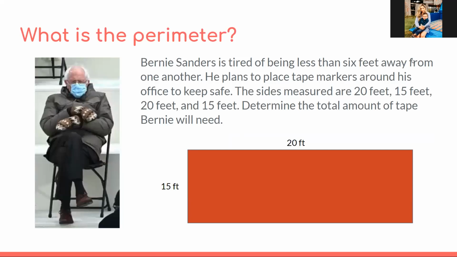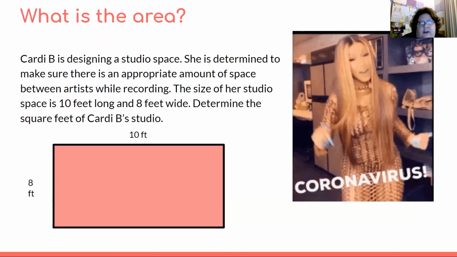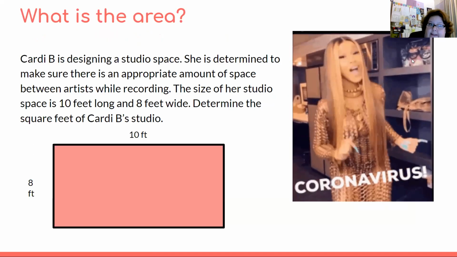Is it 50? It would be 20 plus 20 is what? 40. And then 15 plus 15 is 30. So 40 and 30 is 70. But what's the measurement that we would use? Feet. Okay.